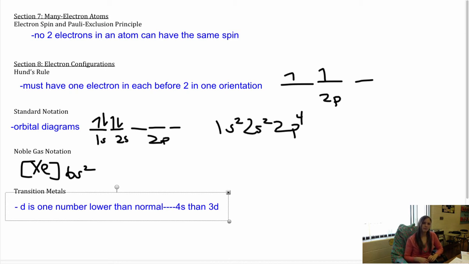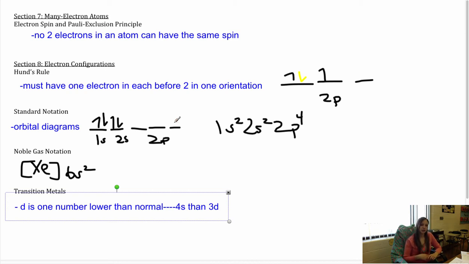Okay, we talk about many electron atoms. We talk about electron spin and the Pauli exclusion principle. We did this last year. No two electrons in an atom can have the same spin. You can't have two up arrows. You've got to have an up and a down arrow. For an electron configuration, for Hund's rule, you have to have one electron in each before 2 in 1. So I have to have an up arrow in one 2p and another up arrow in the other before you have a down. You would not have a down there.